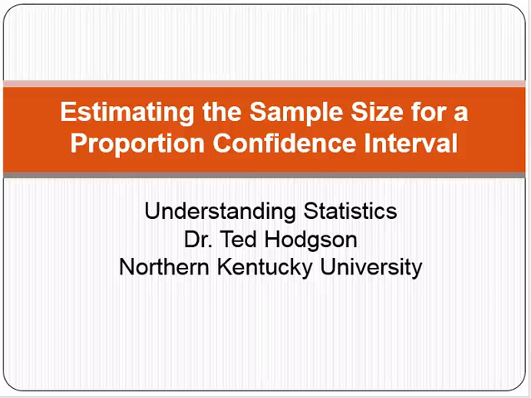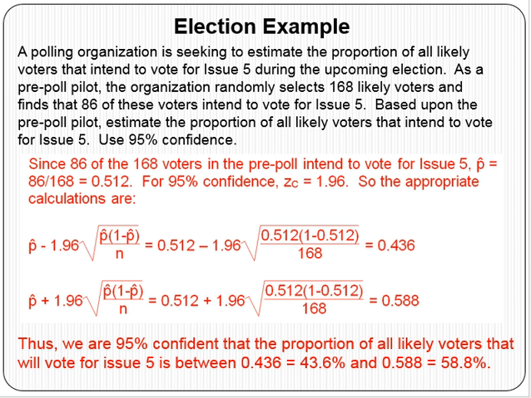In the last video, we constructed a confidence interval for a population proportion. Remember that proportions are used when you're dealing with qualitative data. In this video, we're going to learn how to identify the appropriate sample size to gain a desired degree of accuracy. So before we get started, I just want to review the work we did in the last video.